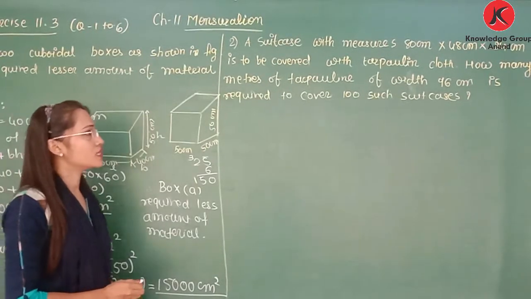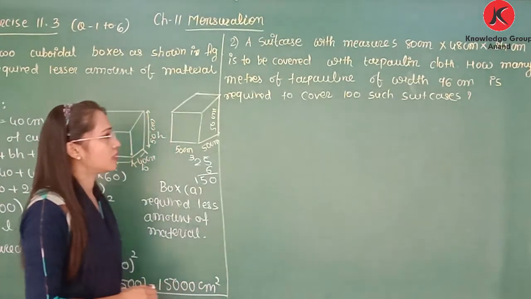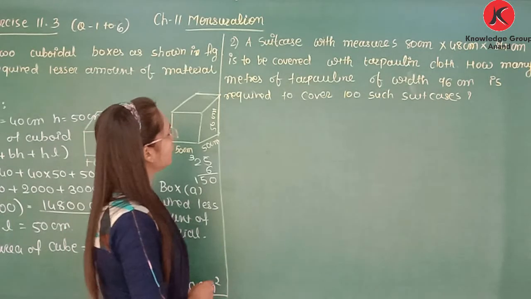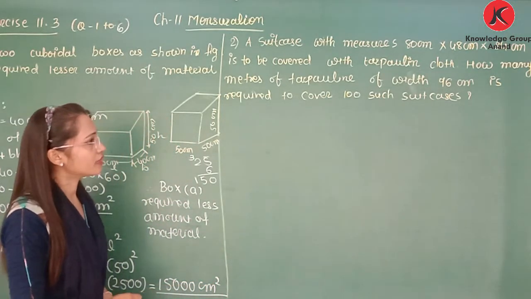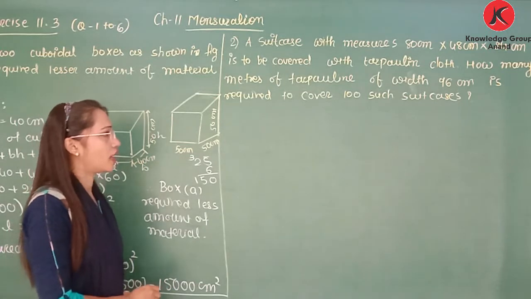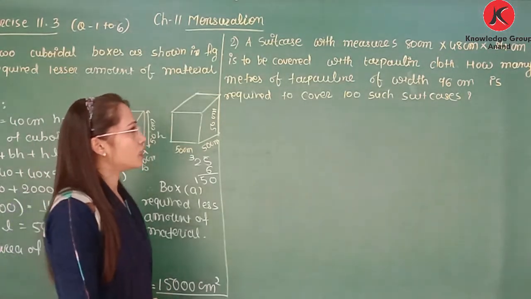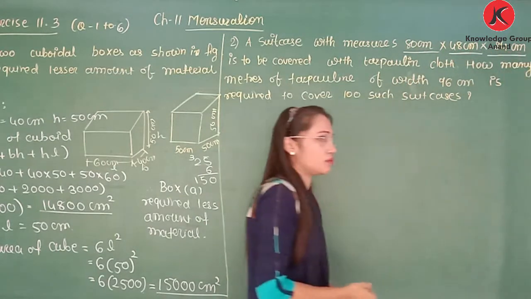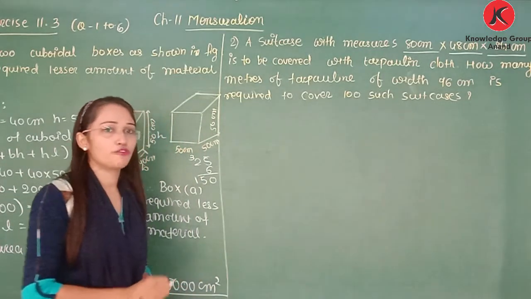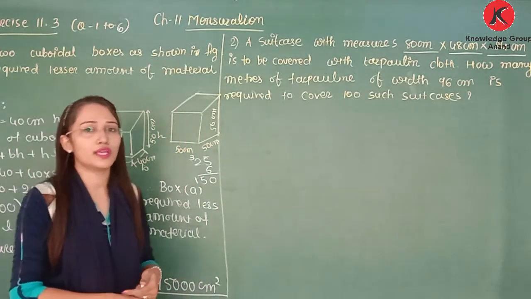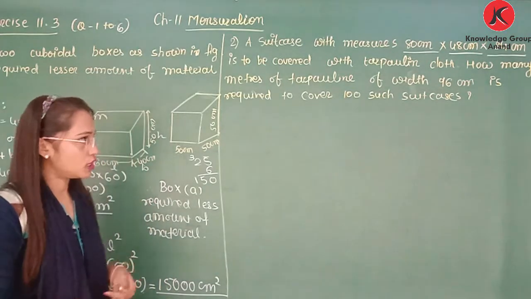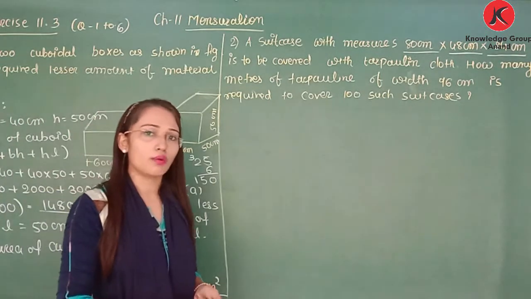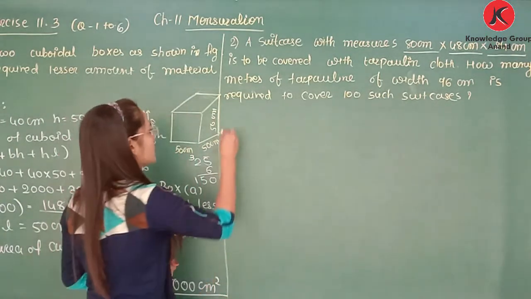A suitcase with the measure 80 cm, 48 cm and 24 cm is to be covered with turpentine cloth. How many meters of turpentine of width 96 cm is required to cover 100 such suitcases? So here the measurement of the suitcase is given, 80 cm, 48 cm and 24 cm. So first we need to find the surface area of a suitcase because we need to cover that suitcase with the cloth. So if we find the surface area, then we get how much area is required to cover the suitcase. So let's find the surface area of a suitcase.